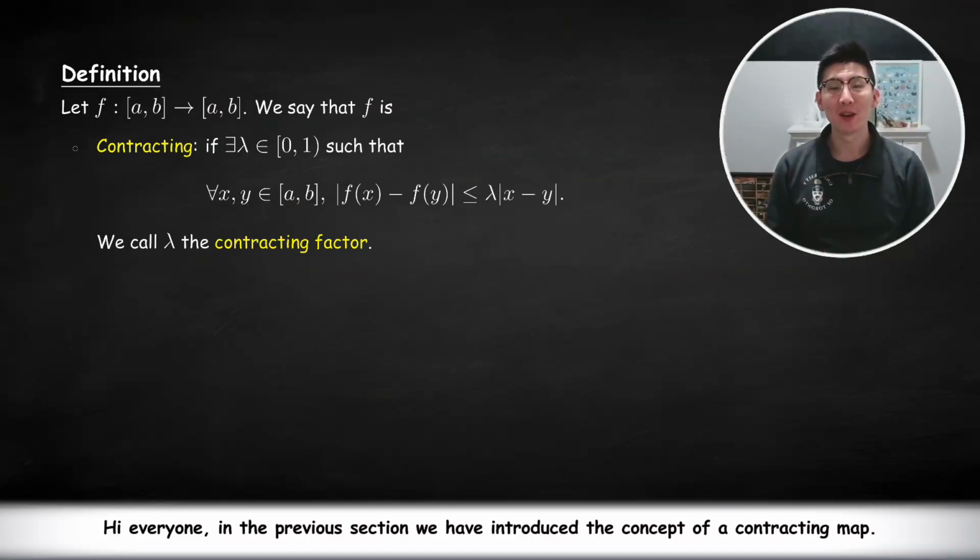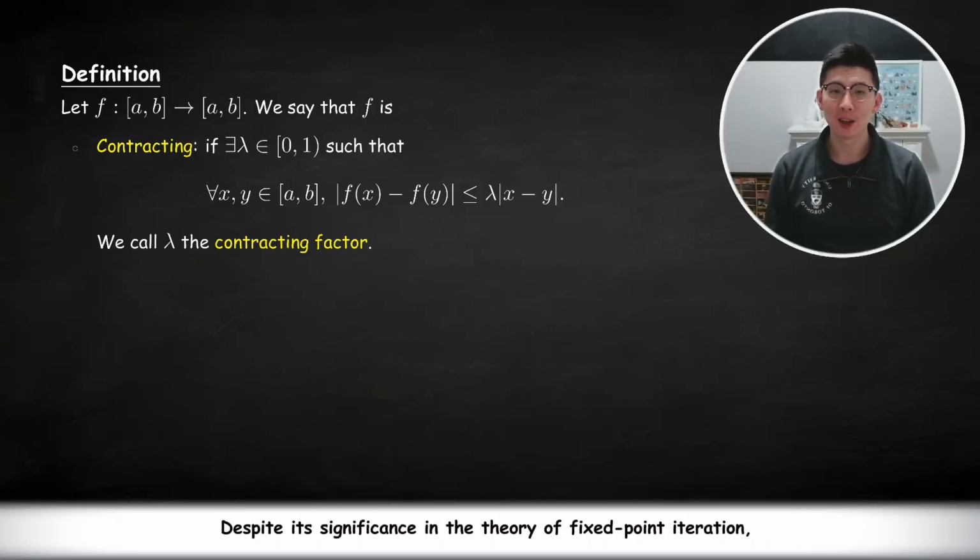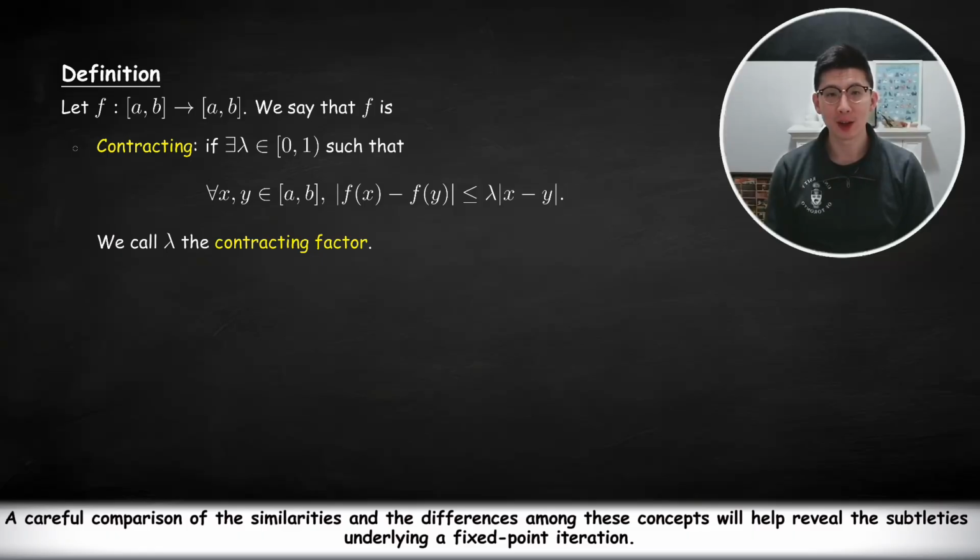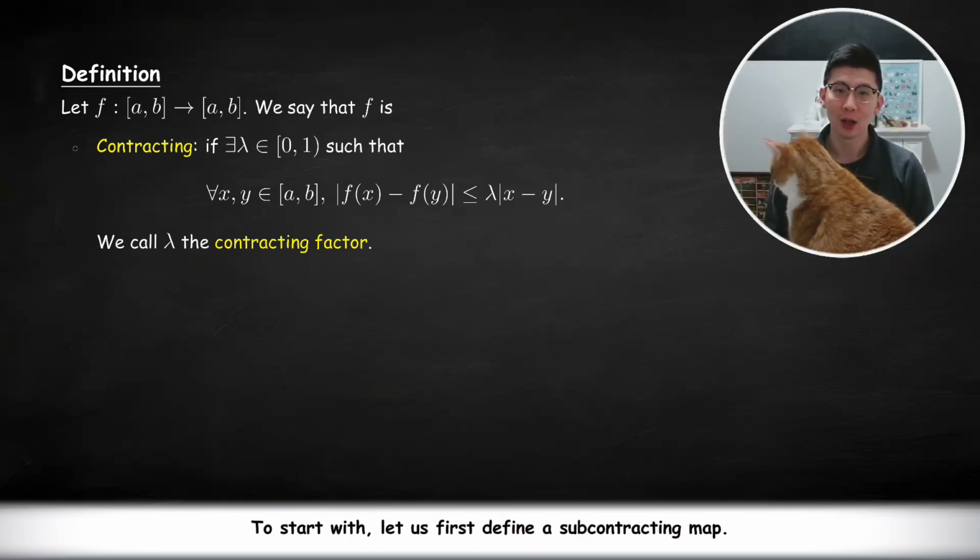Hi everyone! In the previous section, we have introduced the concept of a contracting map. Despite its significance in the theory of fixed-point iteration, it might be useful to introduce a few of its variants at this stage. A careful comparison of the similarities and the differences among these concepts will help reveal the subtleties underlying a fixed-point iteration. To start with, let us first define a subcontracting map.